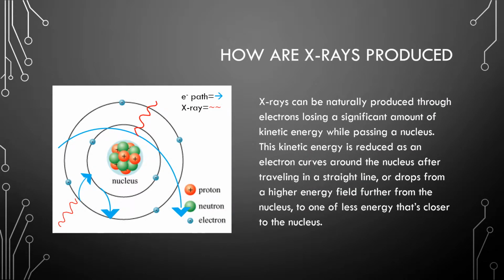X-rays can be naturally produced through electrons losing a significant amount of kinetic energy while passing a nucleus. This kinetic energy is reduced as an electron curves around the nucleus after travelling in a straight line, or drops from a higher energy field further from the nucleus to one of less energy that's closer to the nucleus.